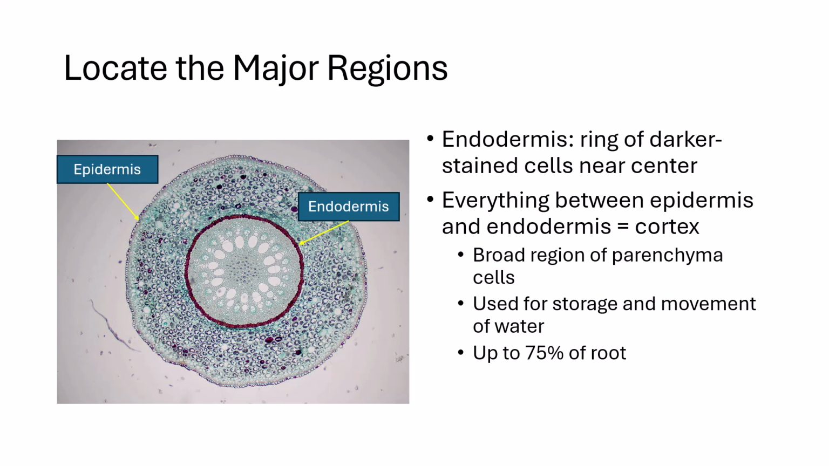Everything between the epidermis and the endodermis is the cortex. This is a broad region made mostly of parenchyma cells. These cells usually look fairly large, thin-walled, and loosely packed, and they take up a big portion of the root's cross-sectional area, some as large as 75% of the root. The cortex is involved in storage and in movement of water toward the center of the root.